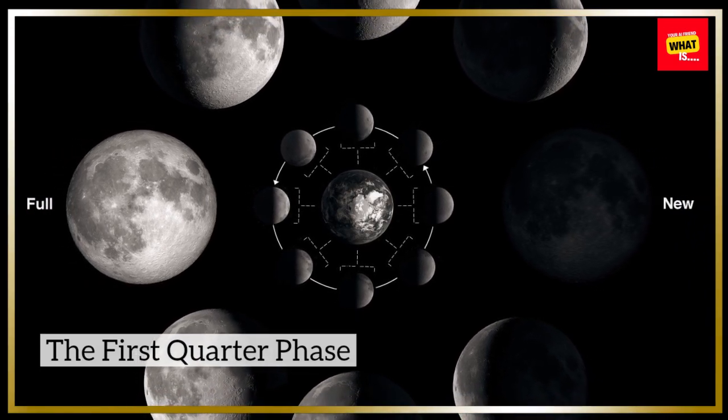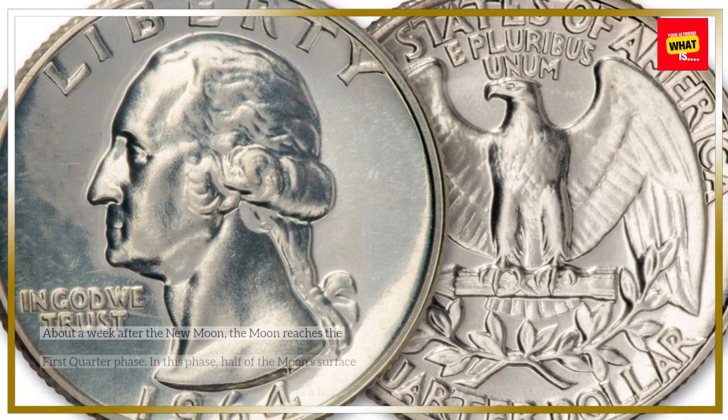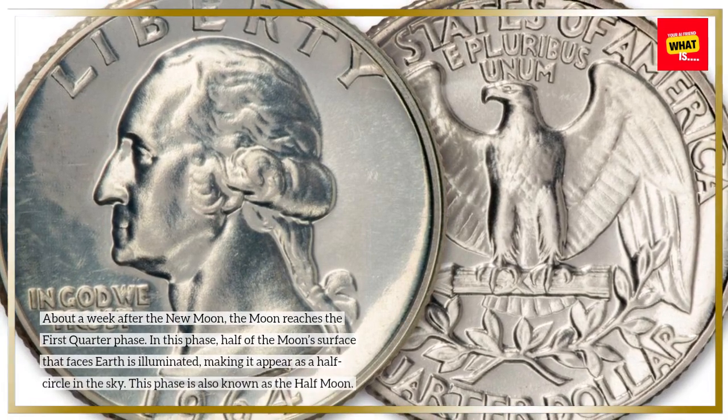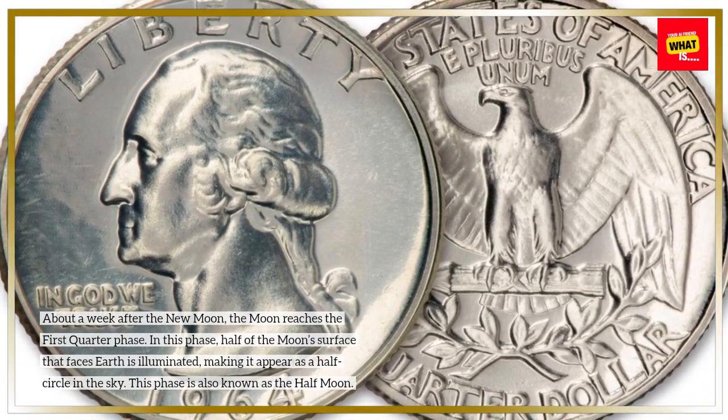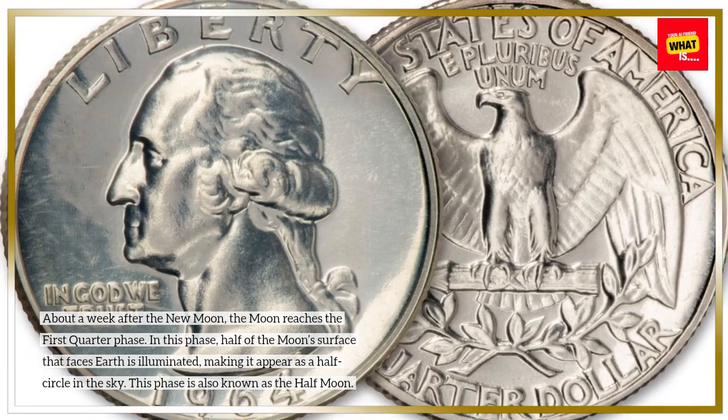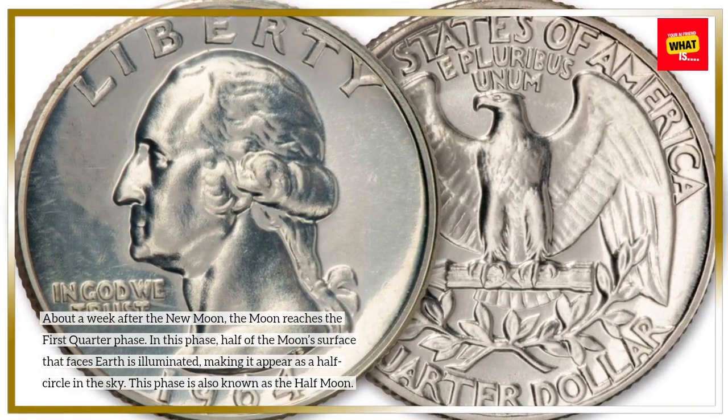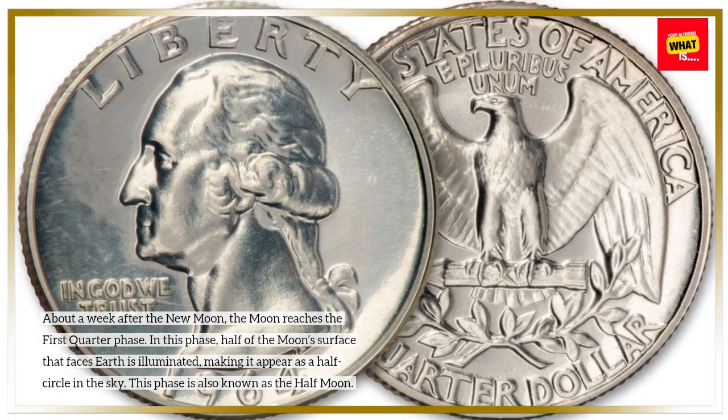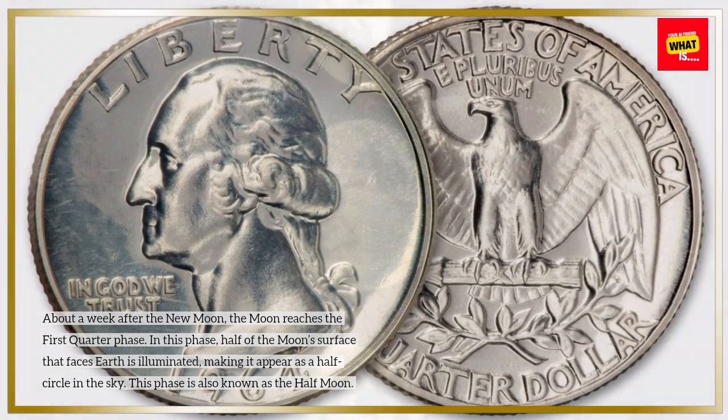The first quarter phase. About a week after the new moon, the moon reaches the first quarter phase. In this phase, half of the moon's surface that faces Earth is illuminated, making it appear as a half circle in the sky. This phase is also known as the half moon.